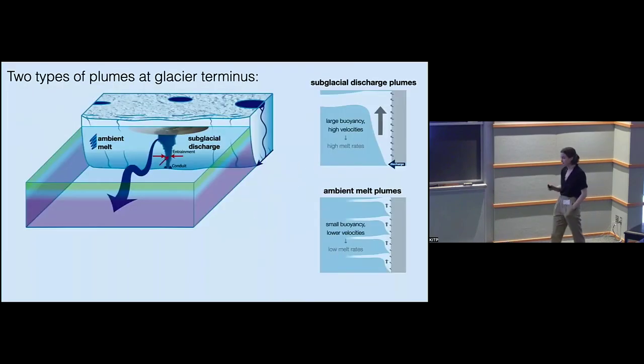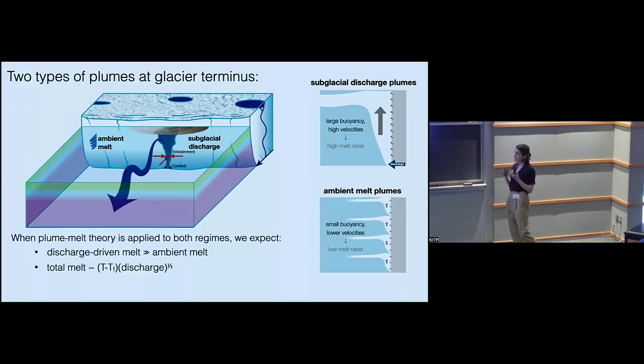Okay, the last piece of context I need to give you before I show some of these field results is that there are actually two types of plumes across these termini. Subglacial discharge plumes emerge where you have localized sources of fresh water draining at the bed, and you expect a large source of buoyancy should give large velocities, which should give high melt rates. Away from discharge plumes, we have an ambient melt regime where the only buoyancy is from the melting of the ice itself, much smaller buoyancy, smaller velocities, and presumably much lower melt rates.